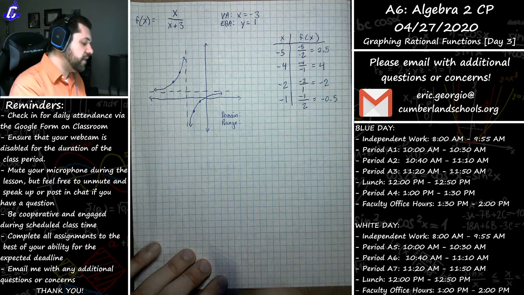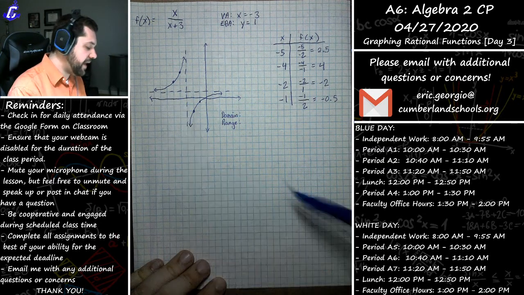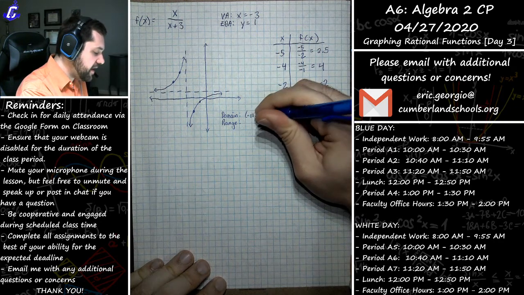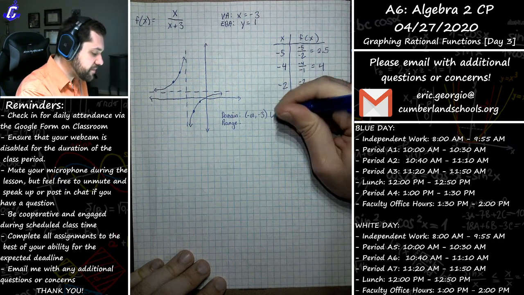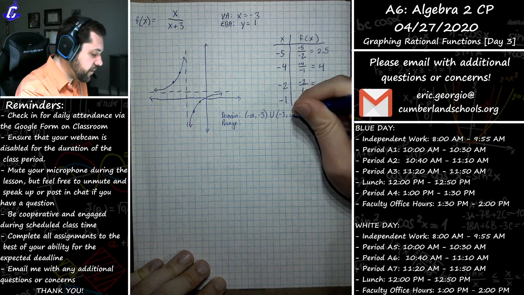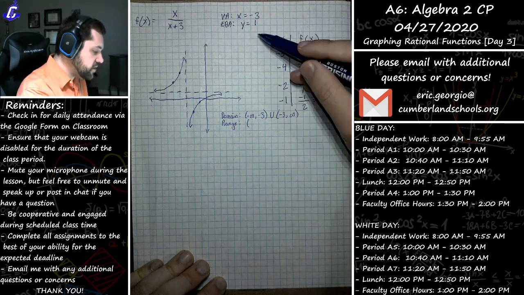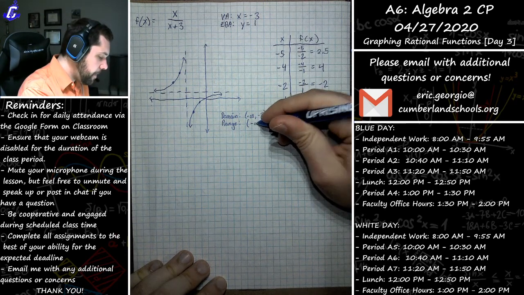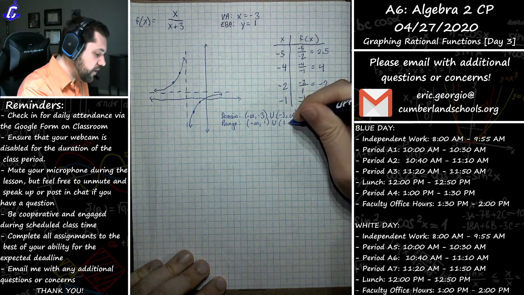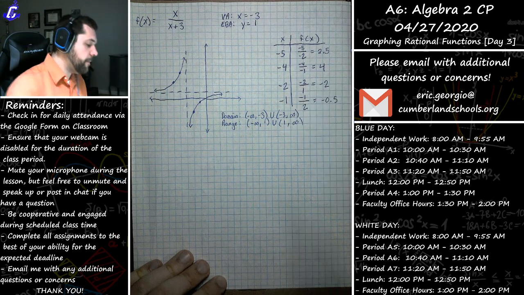The domain of the function is all real numbers except -3: everything less than -3, negative infinity to -3, or everything greater than -3. The range is everything less than 1, which is our end behavior asymptote, or everything greater than 1. Okay?